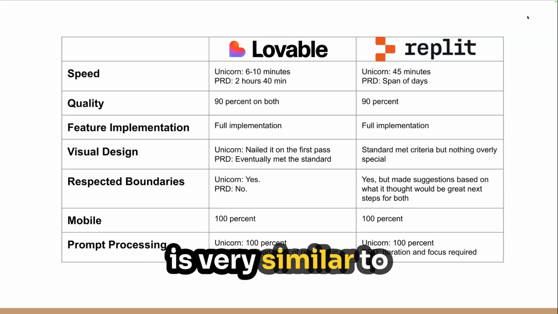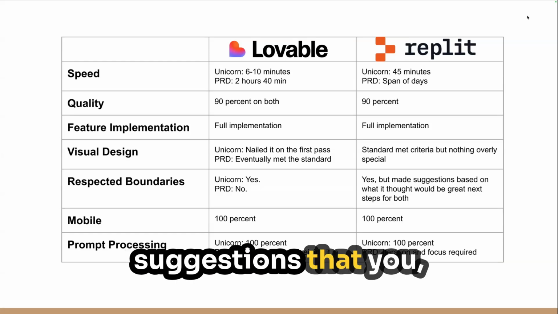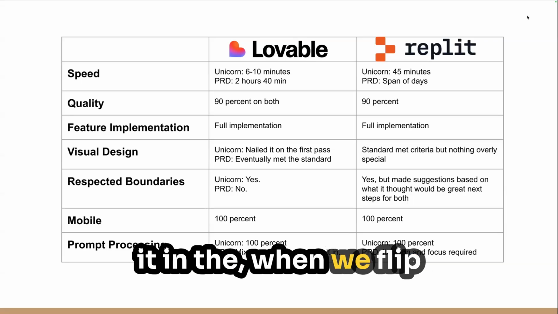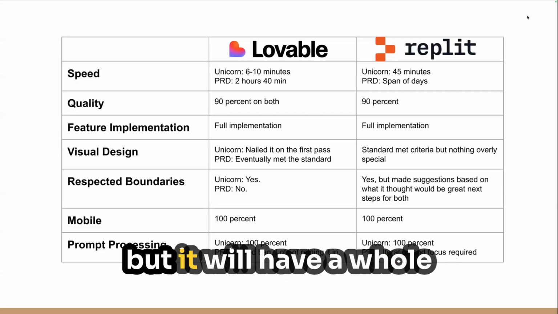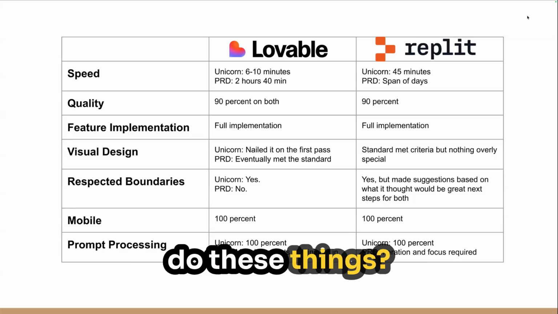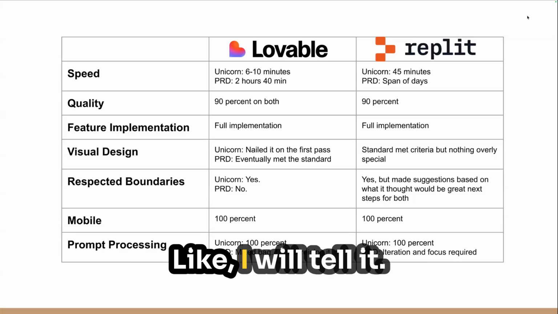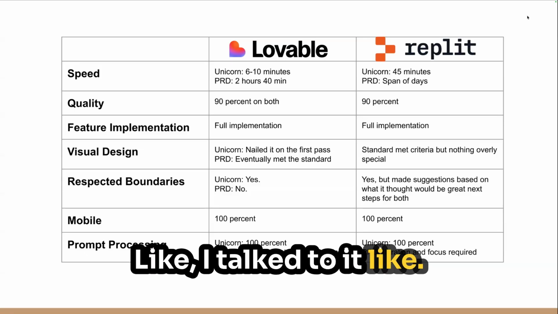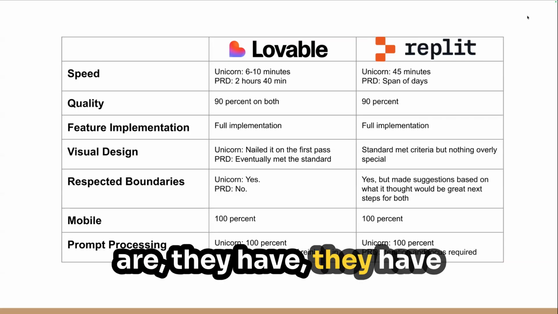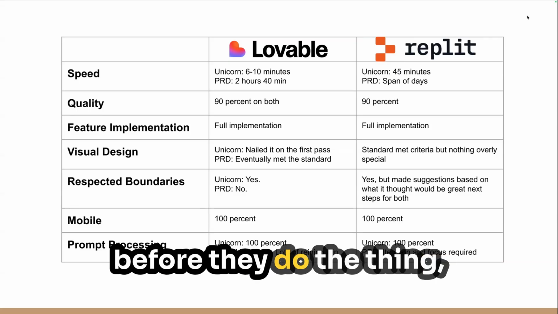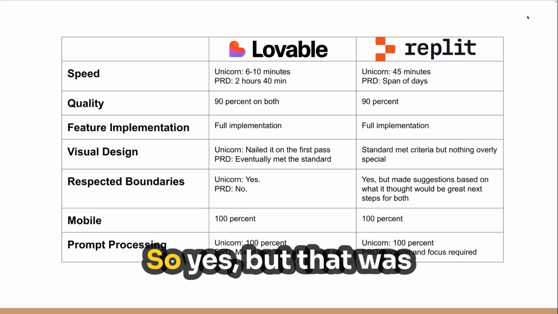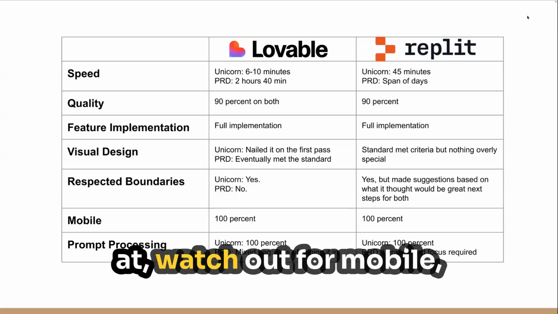Respective boundaries, very similar to what Mike said. Replit will make suggestions on paths that you don't want to go down. And so you might see it when we flip back over to the builds that are happening now, but it will have a whole list of suggestions, like, and then we can do all of these things. Do you want to do these things? And I'm like, no, I actually don't. I will tell it, thank you, that's it for today. I talk to it like I'm working with another person. And so the boundaries, they have gotten better at stopping before they do the thing. But sometimes features will show up that you didn't ask for. So yes, that was something I had to watch out for.